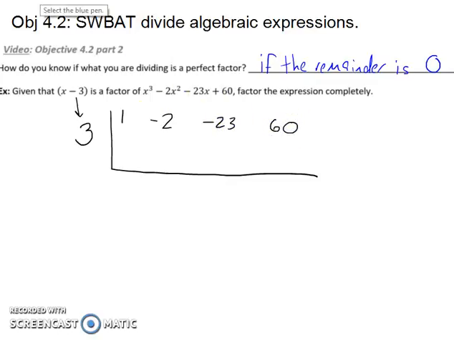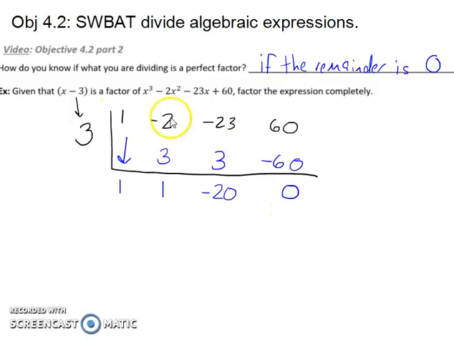And then I'm going to start the process. So bring down 1, multiply by 3, negative 2 plus 3, multiply by 3. I know I'm going fast. Look back at the last video if you need more explanation of what this is. Add these, you get negative 20. Multiply by 3, you get negative 60. And then look at this. When you add these, our remainder is 0. So there is no remainder. We just proved that x minus 3 is a perfect factor of this expression.